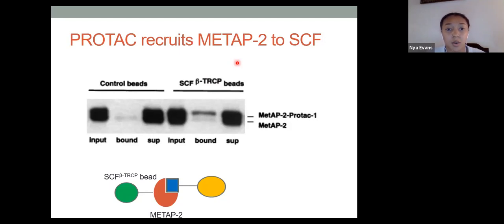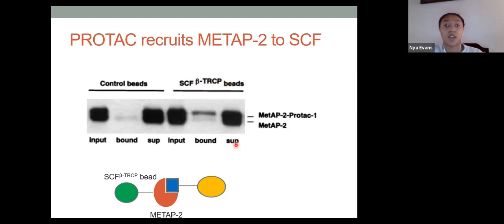So then these cells were immunoprecipitated with anti-flag resin to get these small beads. These beads were either control beads or they were coated with this E3 ligase. Then the beads were placed in a mixture of MET-AP2 that was attached to the PROTAC. They wanted to see if the MET-AP2 would bind to the beads coated with the E3 ligase. And what you can see here from this bound area is that the MET-AP2 did bind to the beads that had the SCF beta-TRCP coated on them.